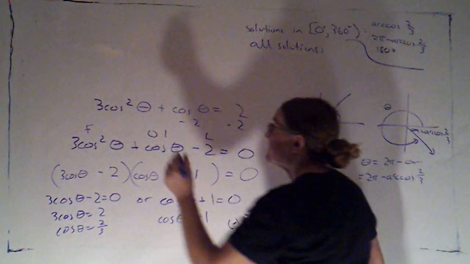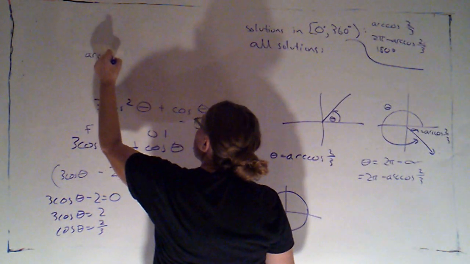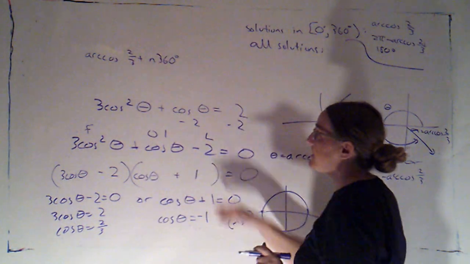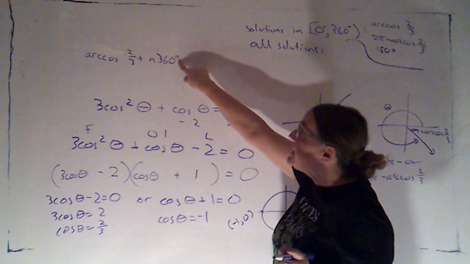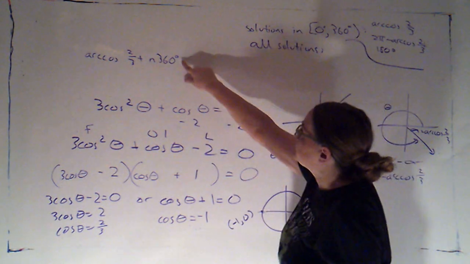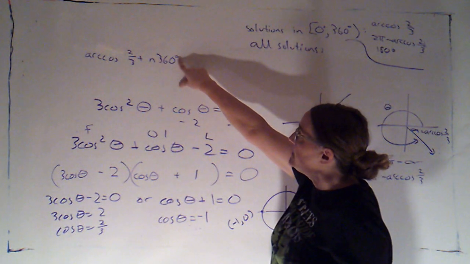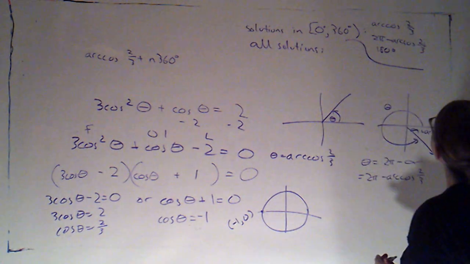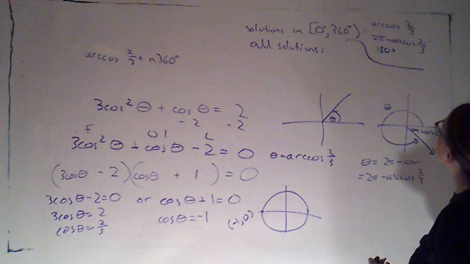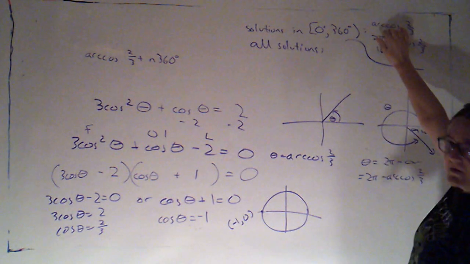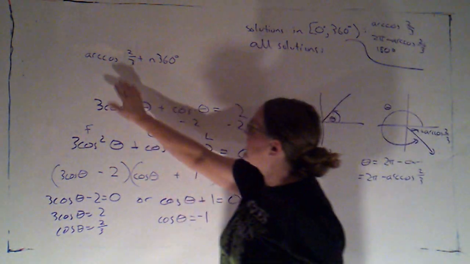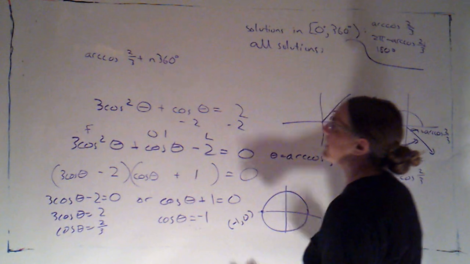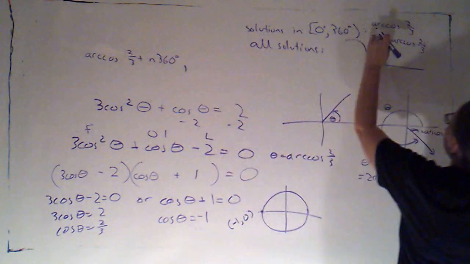If I want all solutions, it will be arc cosine of 2/3 plus n copies of 360 degrees. Don't forget the degree sign here, because when we're working in degrees, we do put that symbol. Well, I guess it's understood here that this is in degrees, so not necessary, because it's not 2/3 degrees. It's arc cosine of 2/3 that would be given to us in degrees. But I should put it around the 360.